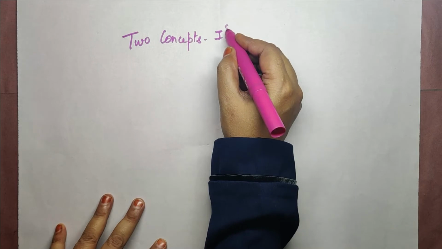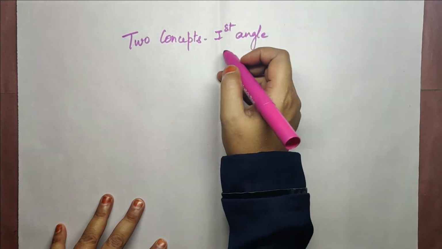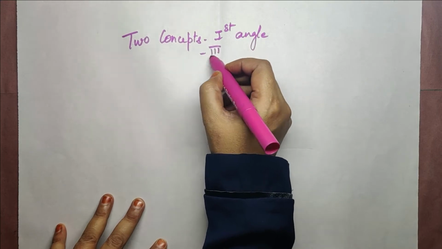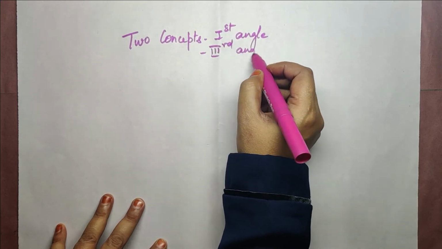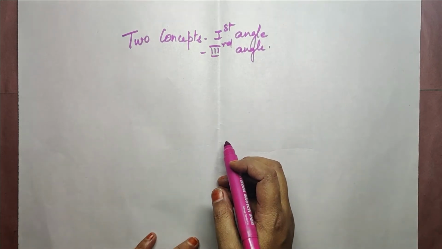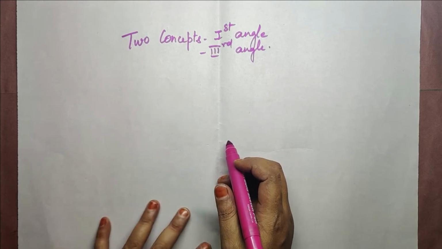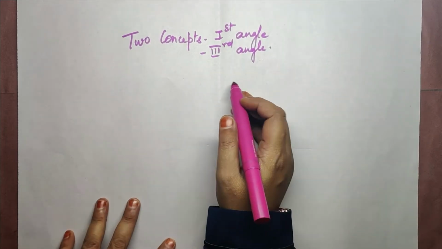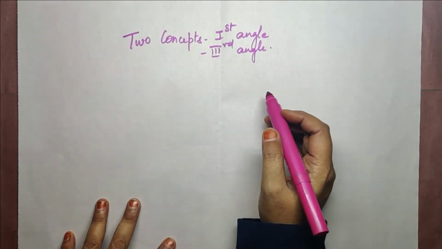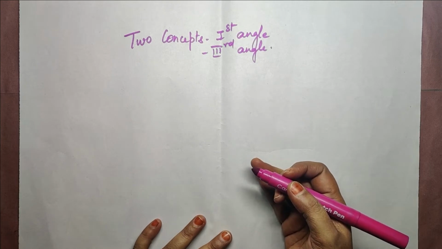One is first angle and another one is third angle. So in these two angles only we are going to make use and we are going to draw the views, that is orthographic projection. So this is to make you understand how we are going to draw the three views of a particular block.